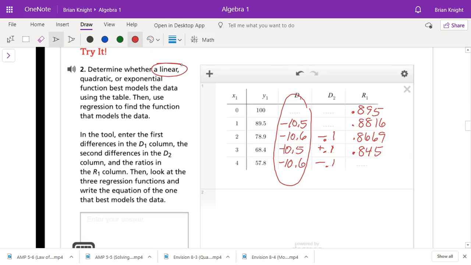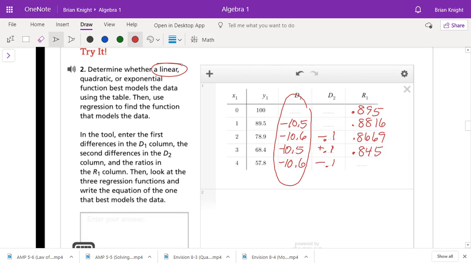And then it says, then use the regression to find the function that models the data. So I would take my information here, go to my stat, edit. I'm just going to do it in my calculator here in my hand. We got 0, 1, 2, 3, and 4. Then for L2, we got 100, 89.5, 78.9, 68.4, and 57.8. And I hit stat again, go over to calc.